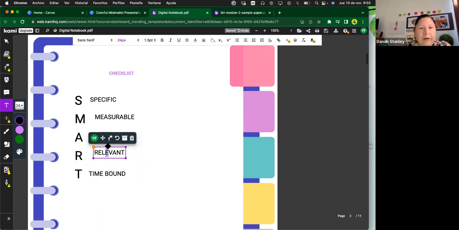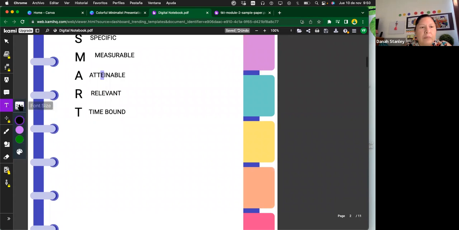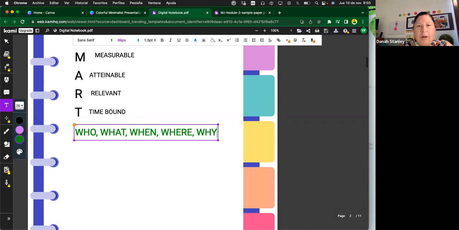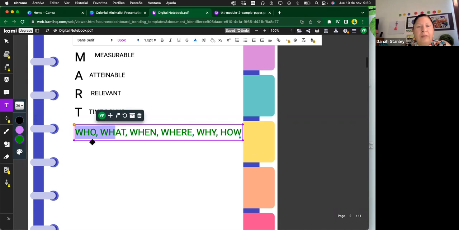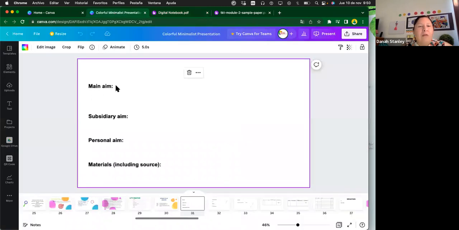Or the other one that we learned in the previous session was the super questions, no? Who, what, when, where, why, because, and how. Just with these elements, I'm going to decide or I'm going to design my main aim. Okay.